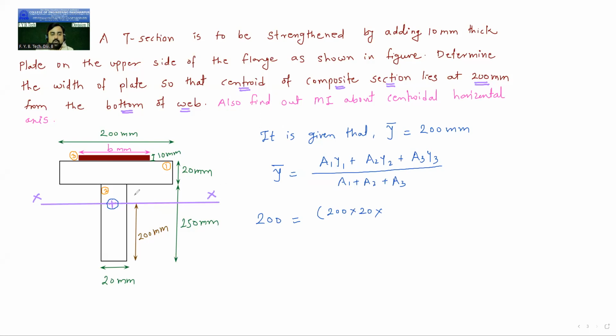What is y1? y1 is the distance of the centroid of the first figure from the reference x-axis. Our reference x-axis is always at the bottom, and the reference y-axis is here, so that our figure lies in the first quadrant. You should imagine this; every time there is no need to draw the x and y axes. So what is the value of y1? From the bottom, this is 250. Above it is 20, so the centroid divides this 20 into 10 and 10. So it is 250 plus 10, which is 260.